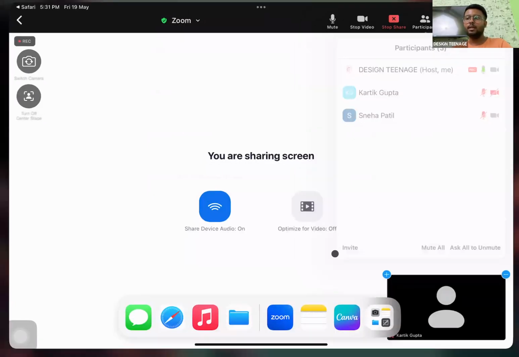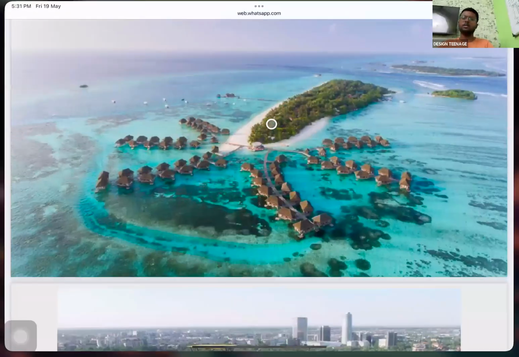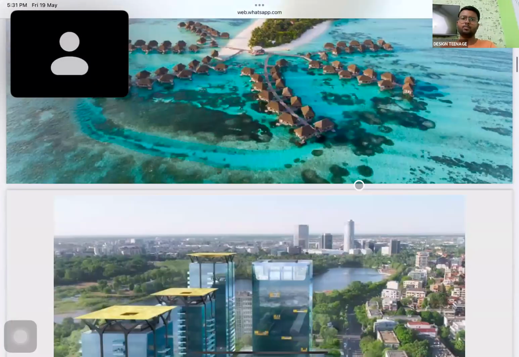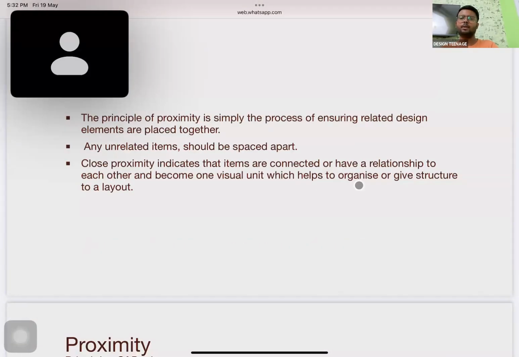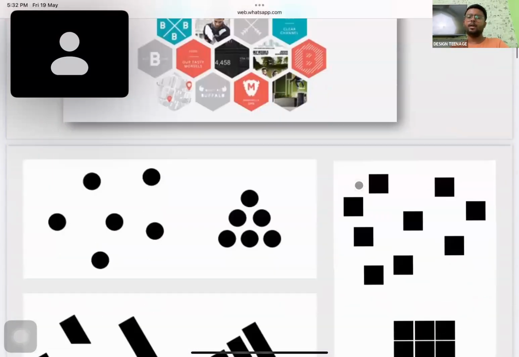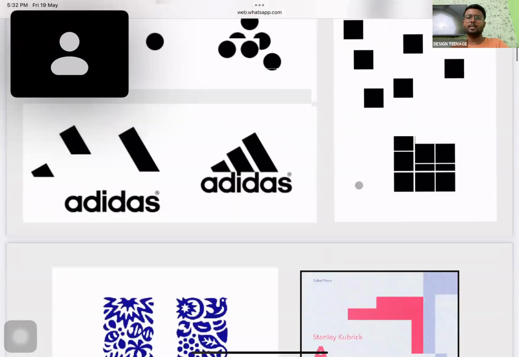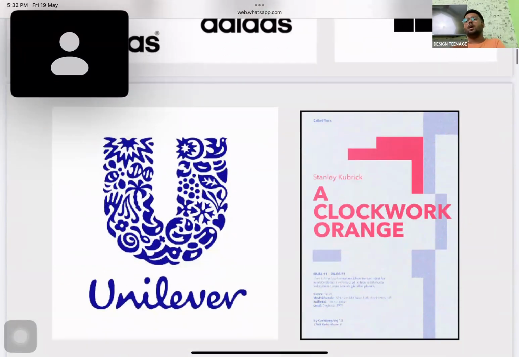Fine. Let's continue now. As I was discussing, I will repeat the sentences once again. Proximity means that similar elements will be together, and non-similar elements will be placed apart. This is the very simple meaning of proximity. So here are the examples that clearly signify that.